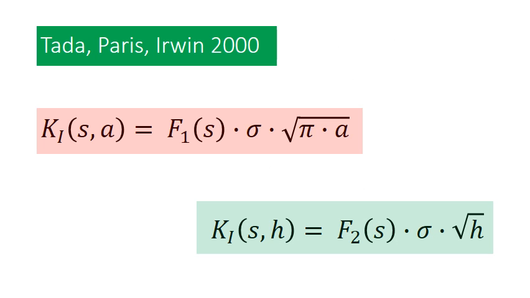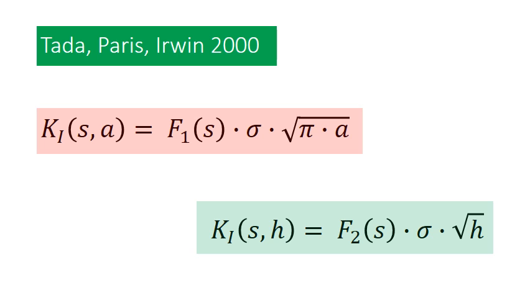Now, if you look at their work, they've actually come up with two different ways to do the stress intensity factor calculation. The first one, which I've highlighted in pink, is they just take the standard stress intensity. They have a compliance factor, which I'll call F1 here, and then they've got the usual stress times the square root of pi times the crack depth.